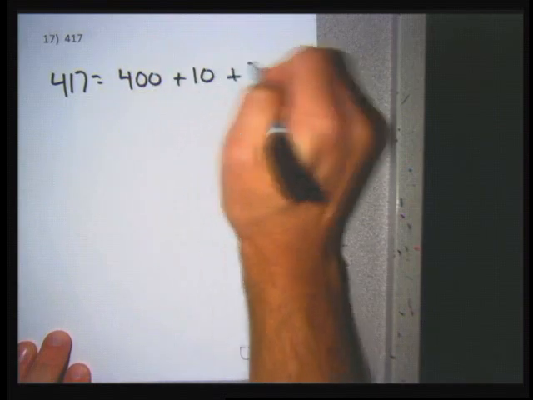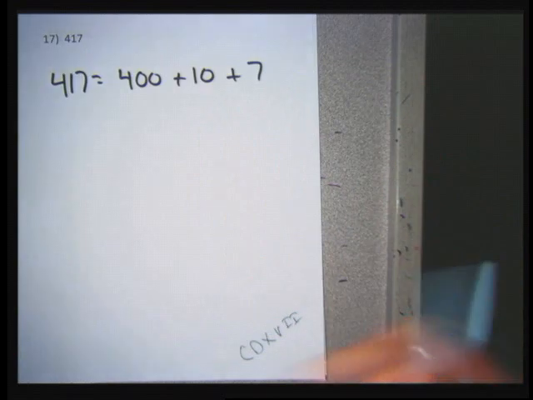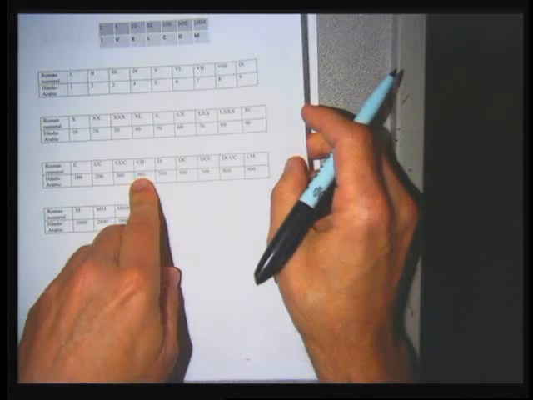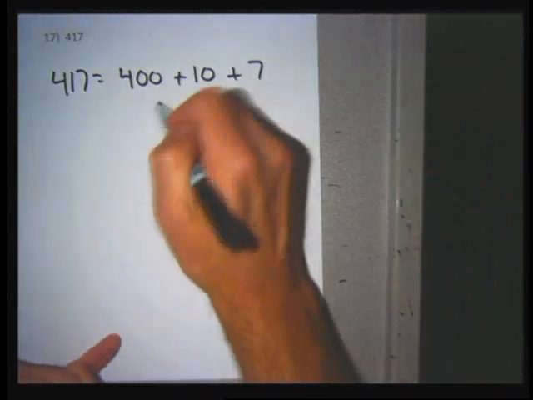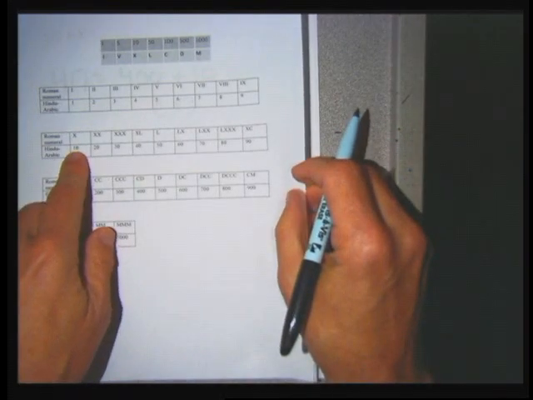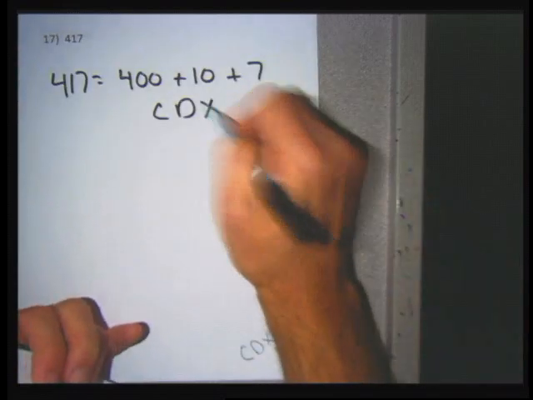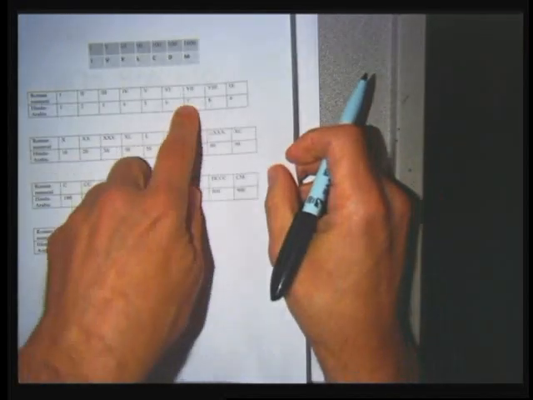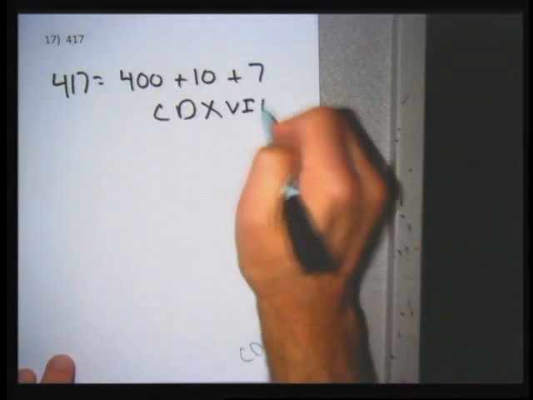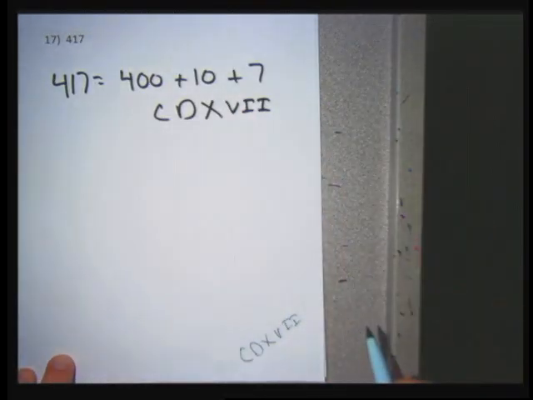So 417 is 400 plus 10 plus 7. 400 is CD, so part of my answer is going to have a CD. 10 is X, so I have an X in my answer, and 7 is VII. So this is going to be CDXVII.